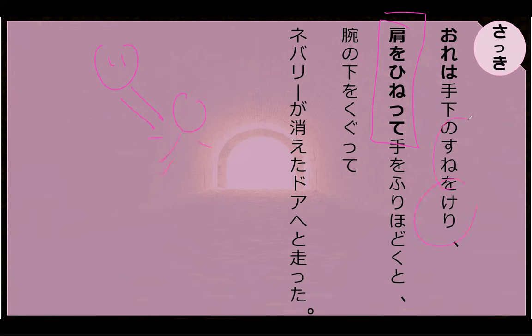Khan kicks them in the shin, does 肩をひねる, and then gets his hand released, the hand of the teshita releases the main character, and then he passes underneath the minion and runs off toward where Neveri disappeared. You have a second guess what kata o hineru might mean?